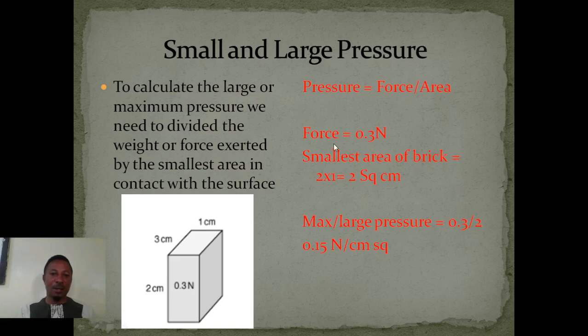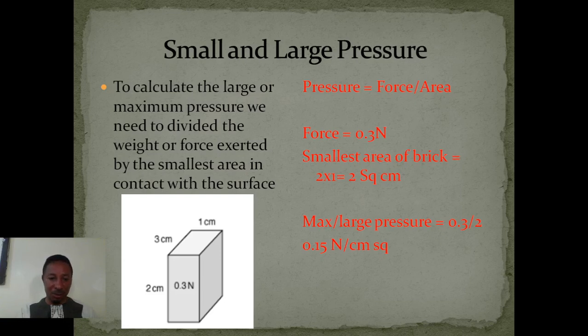We know this. The force here is 0.3, which is the weight of the block. Then the smallest area of the brick is the 2 by 1 section, which is 2 square centimeter. So the maximum or large pressure will be the force over the smallest area, okay? When you divide it, you're going to get 0.15 Newton per centimeter square.